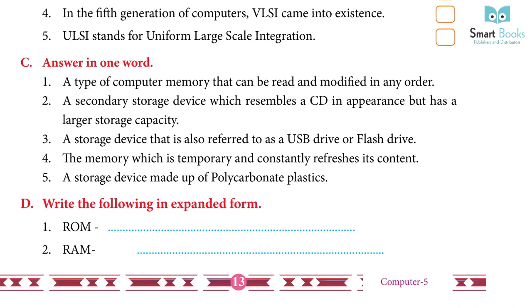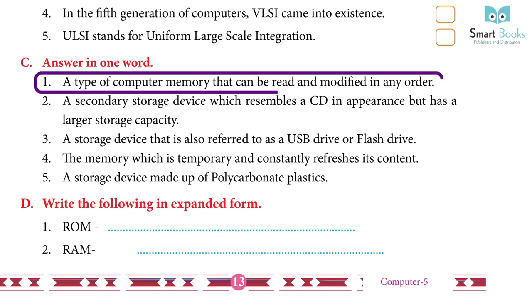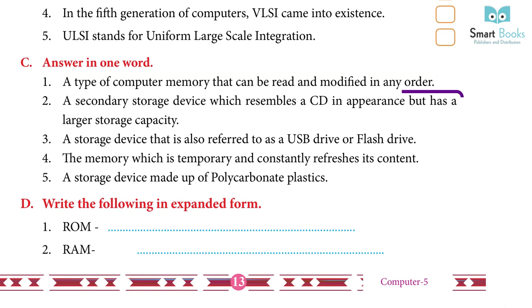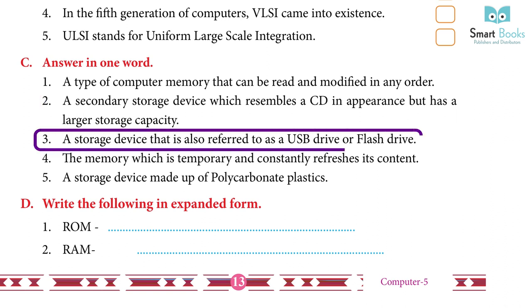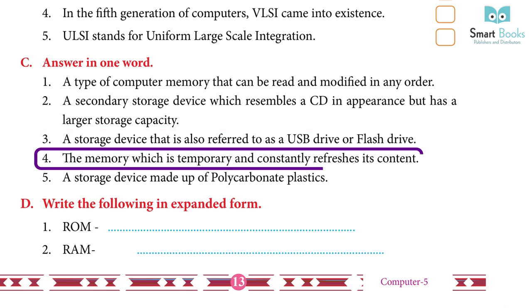5. ULSI stands for Uniform Large Scale Integration. Answer: false. C. Answer in one word. 1. A type of computer memory that can be read and modified in any order. Answer: RAM, Random Access Memory. 2. A secondary storage device which resembles a CD in appearance but has a larger storage capacity. Answer: Digital Versatile Disk, DVD. 3. A storage device that is also referred to as USB drive or flash drive. Answer: pen drive.